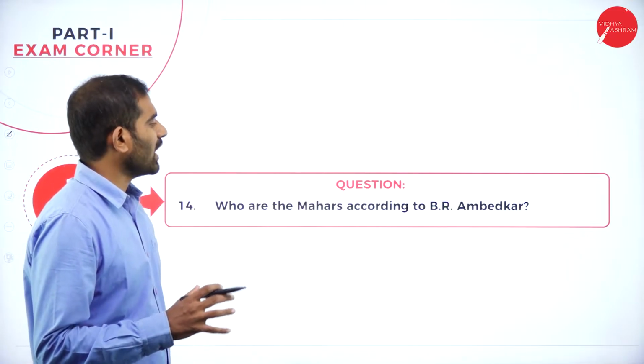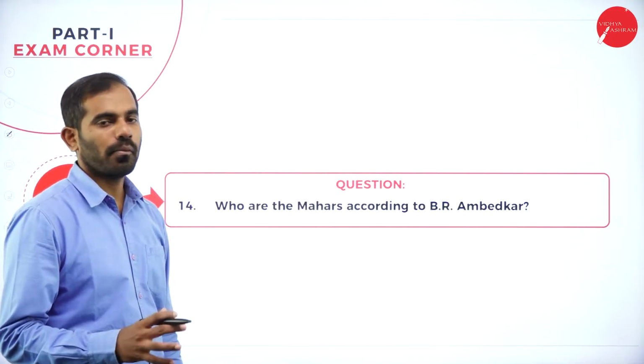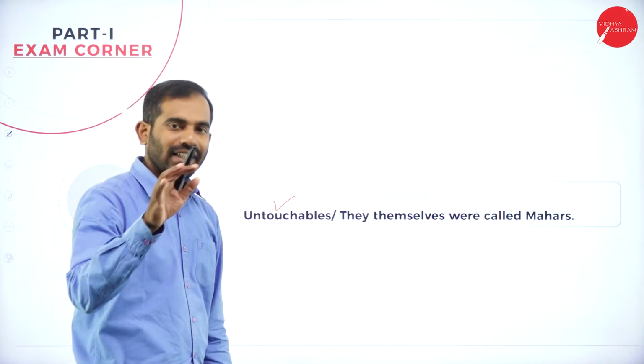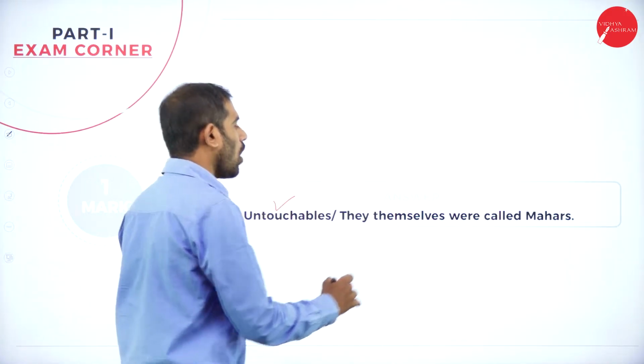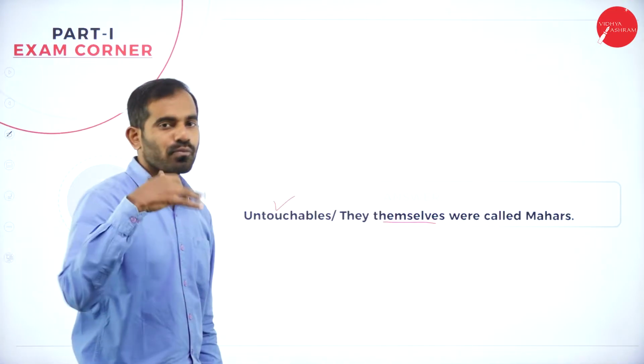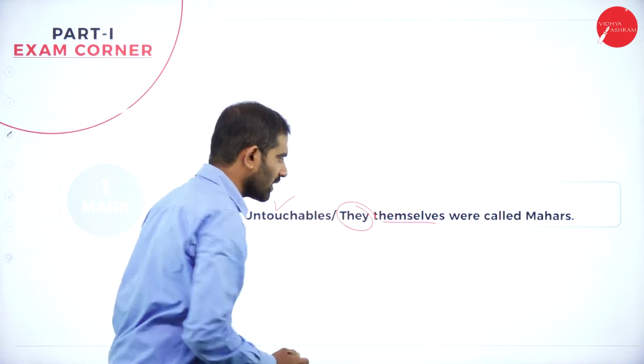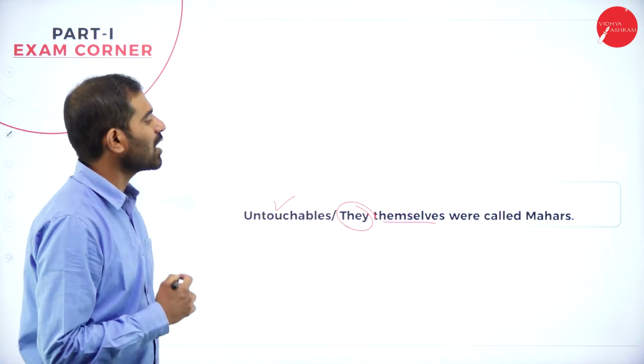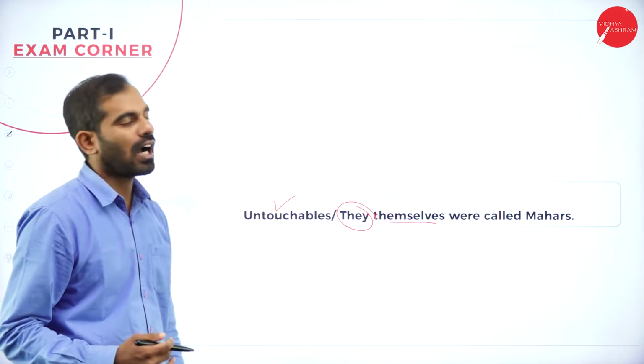Who are the Mahars according to B.R. Ambedkar? Mahars were untouchables. Even this answer is correct. Or you can write they themselves, in the sense Ambedkar, they themselves along with his sibling and cousins, they themselves were called Mahars.